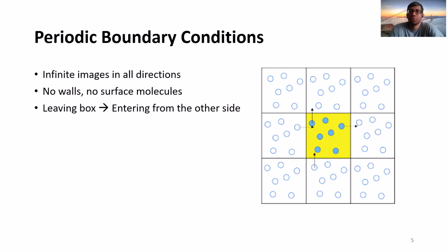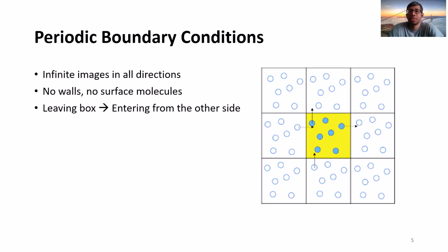Although I'm showing a 2D image, imagine a cube in which the central cell is actually extended infinitely in all directions, X, Y, Z, where all the cells are actually a copy of the central cell. And there are infinite images in all directions.